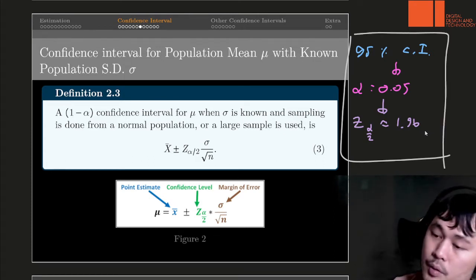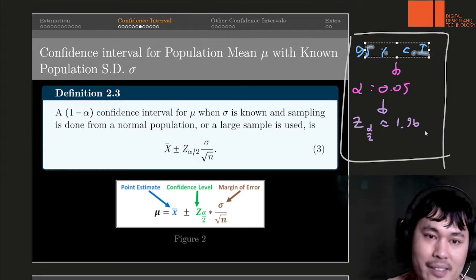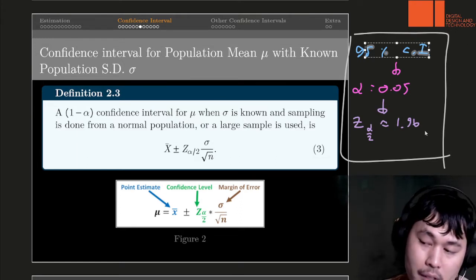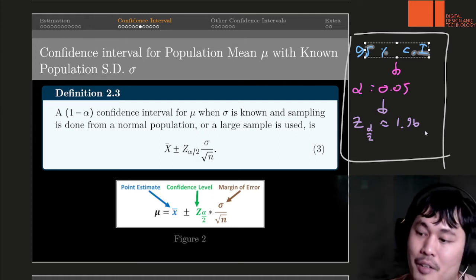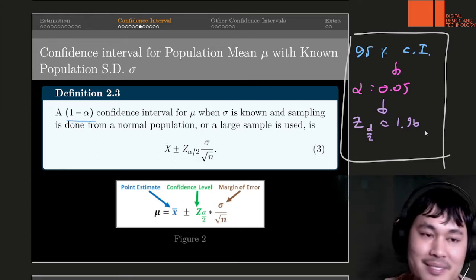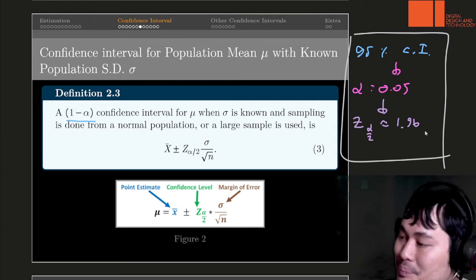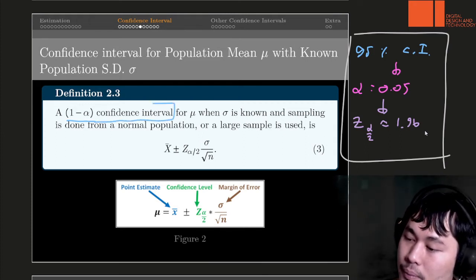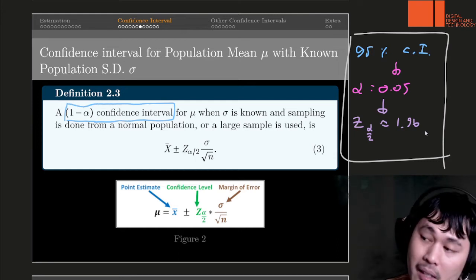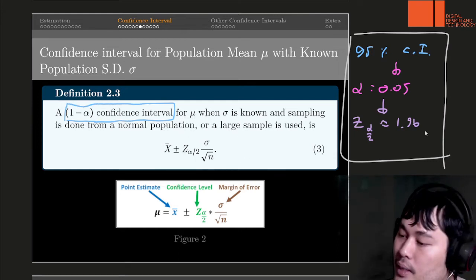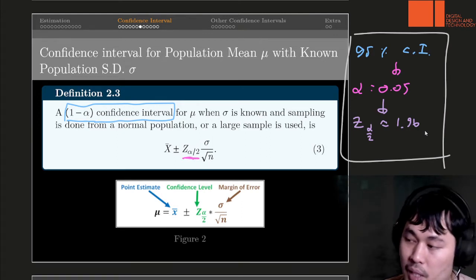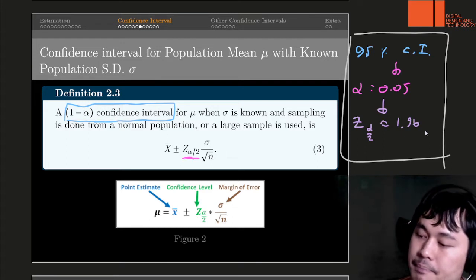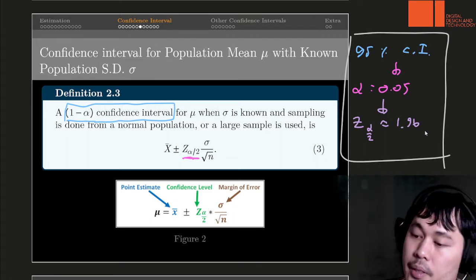But in theory, if you want any size of confidence interval, if you want the confidence interval to be 1 minus alpha, again a kind of flip, then a 1 minus alpha confidence interval can be found using the same formula, except we have to change the number 1.96 to a new number corresponding to this alpha.